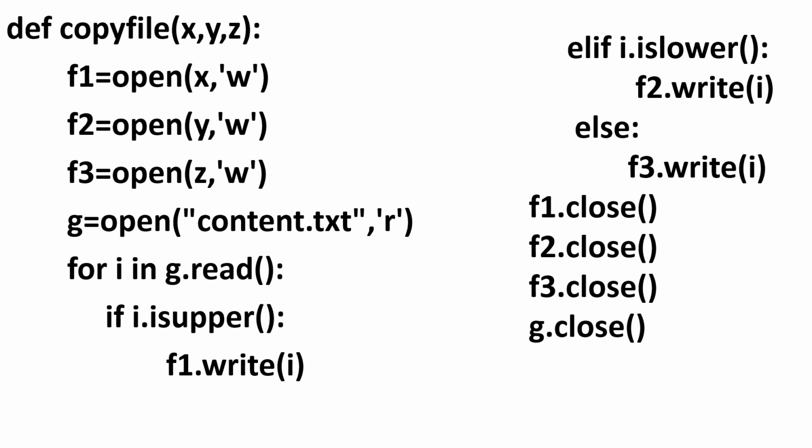The question was to receive three parameters. The first parameter is the file to copy the uppercase. The second parameter will receive the file name to copy the lowercase, and the third parameter will receive the file name to copy the special characters. Now after this, we are opening all the three files in the write mode, and we are opening the file content.txt in the read mode, because from this file we are going to copy the content into these three different files.